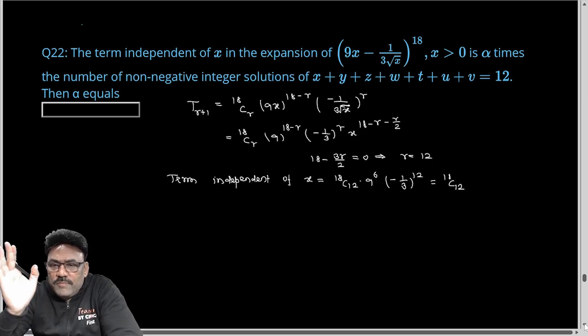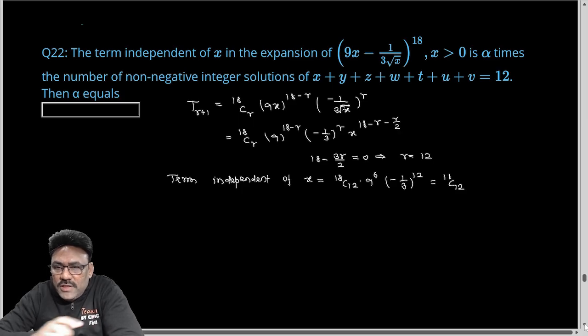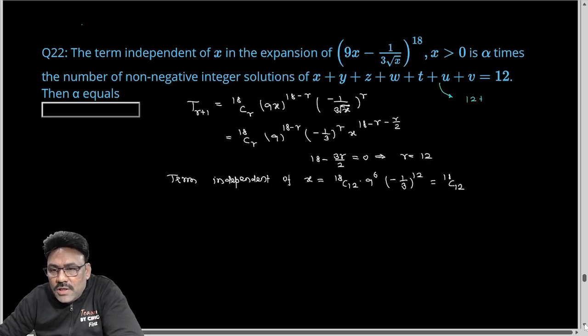To use the formula n plus r minus 1 C r minus 1, n is 12 here and r is 7 here. So the number of solutions of this equation will be n plus r minus 1, 7 minus 1, which is 6, C6.